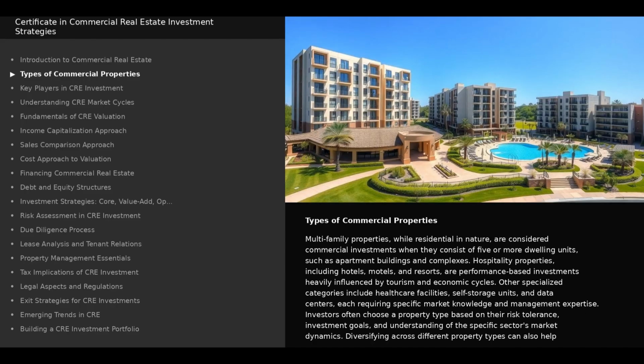Multifamily properties, while residential in nature, are considered commercial investments when they consist of 5 or more dwelling units, such as apartment buildings and complexes. Hospitality properties, including hotels, motels, and resorts, are performance-based investments, heavily influenced by tourism and economic cycles.